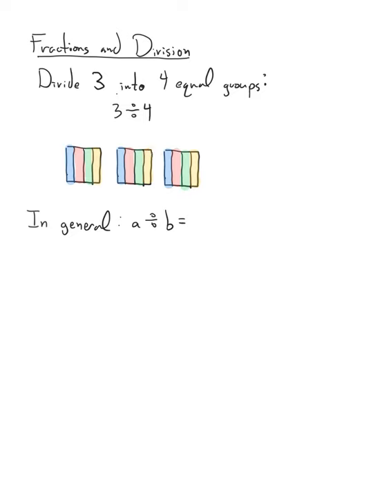And what size are these groups? Well, they have 1, 2, 3 fourths, or 3 quarters in them. So I have groups of size 3 quarters. And in general, A divided by B is going to be A over B, and I should say B not equal to 0, of course, since we can't divide by 0.